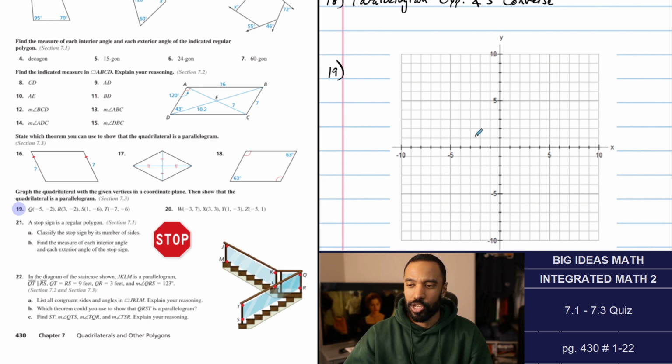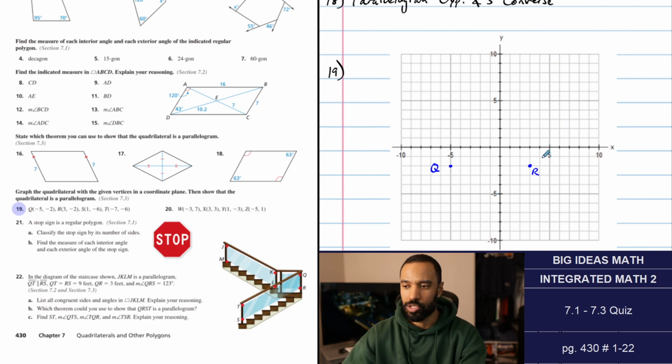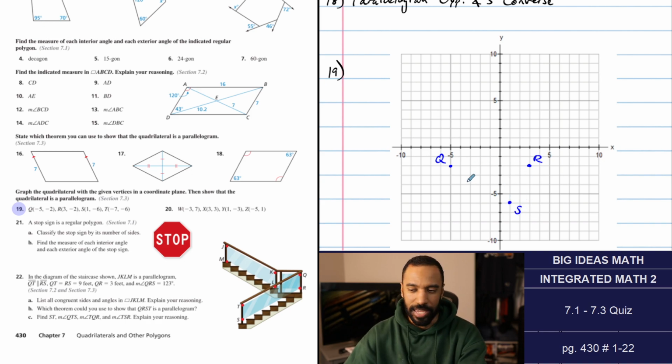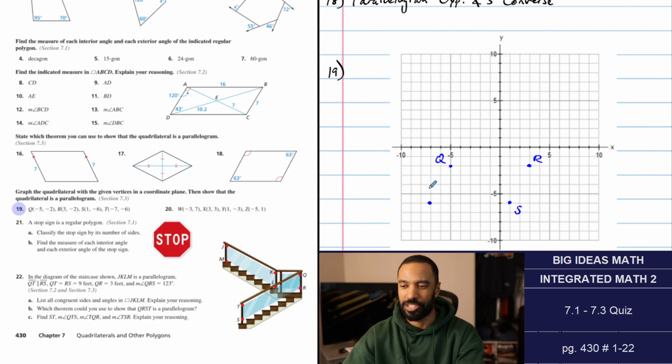But if I have Q at -5, -2, R at 3, -2. Oh, this is going low. Hold on. Q, R at 3, -2. S at 1, -6. And T at -7, -6. I mean, doesn't it just look like a parallelogram? Wouldn't you agree that you can just look at it and you're good? No, probably not. However, we can prove it.